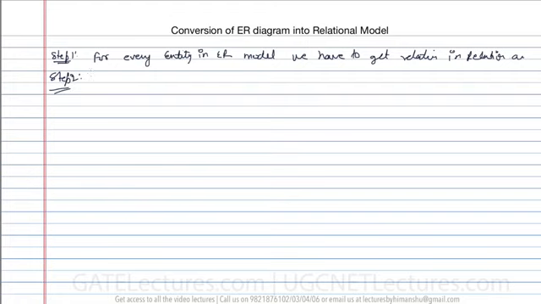The second is, if you have a weak entity and that weak entity has a partial key, in that scenario we will have a strong entity and a weak entity. You have to create a table for the strong entity and a table for the weak entity, and in the table of the weak entity we add a foreign key from the strong entity. That partial key plus the foreign key, which is the primary key of the strong entity, will make the primary key.